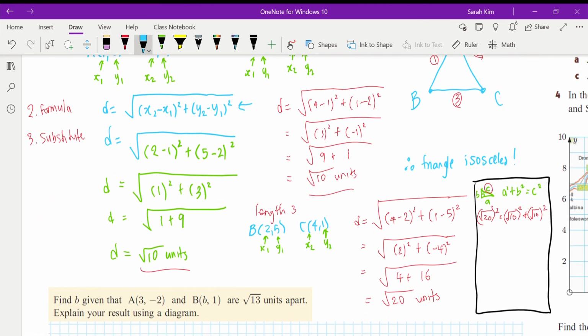Well, first of all, there's a square and a square root, so they cancel out. So 20 equals, there's a square and a square root, so it cancels out 10. There's a square and a square root, so it cancels out 10. So does 20 equal 10 plus 10? Well, it sure does. So therefore, right angle triangle. Because the Pythagoras theorem worked. Alright, that's it.